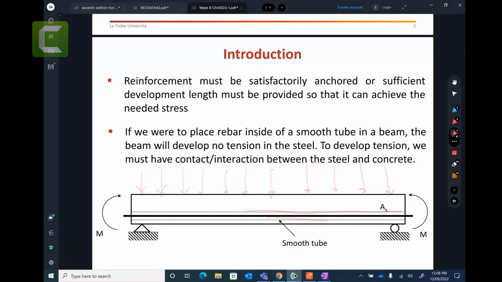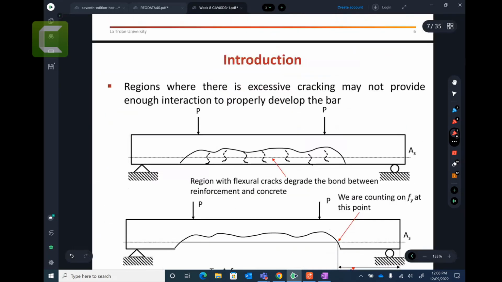So if we place the rebar inside a smooth tube in a beam, the beam will develop no tension in the steel. As I mentioned, there is no tension in the steel because the concrete and steel are not going to work together. So we need to make sure that they work together, so we provide those ribs. To develop the tensile force, we must have contact or interaction between the steel and concrete. We must create this bond between the steel and concrete, then they work together. So how are we going to make the steel and concrete work together? By making these ribs on the steel.